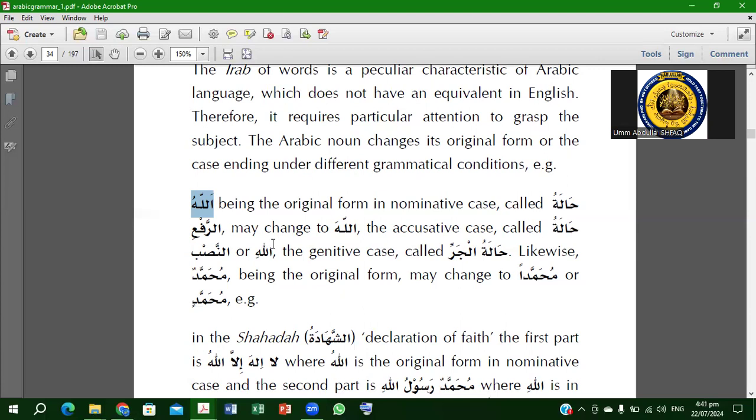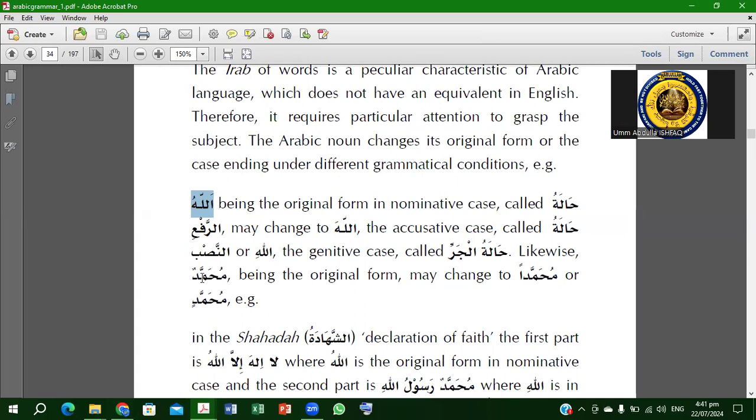It may change into Allaha. Instead of dhamma, it is fatha. That is the accusative case called halatun nasb. And it can be Allahi, the genitive case called halatul jar. They are just the English names. The nominative case, that is rafa, the accusative case, that is nasab, the genitive case, that is jar. You are already familiar with rafa, nasab, jar, right? These are only the English translation of these statuses.